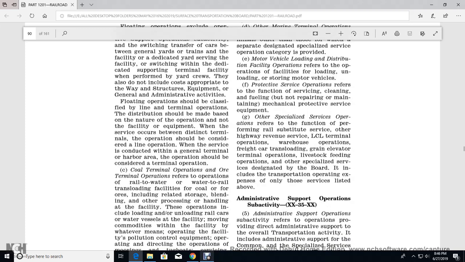Floating operation should be classified with the line terminal operation. Distribution should be made based on the nature of the operation, not the facility of the equipment. When the service occurs between distinct terminals, the operation should be considered a line operation. When the service is conducted within the general terminal harbor area, the operation should be considered a terminal operation.